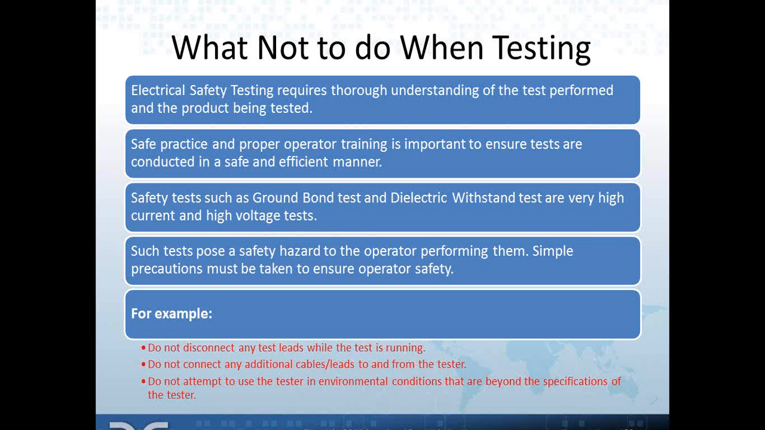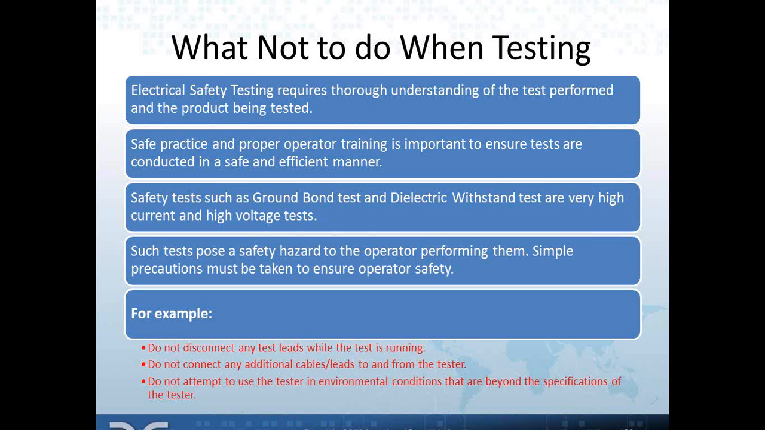Electrical safety tests such as the ground bond test and the dielectric withstand test are very high current and high voltage tests, and these tests pose a safety hazard to the operator performing these tests. Simple precautions can be taken to ensure operator safety. For example, while the test is running, the operator should not disconnect any test leads. This can pose a shock hazard to the operator.